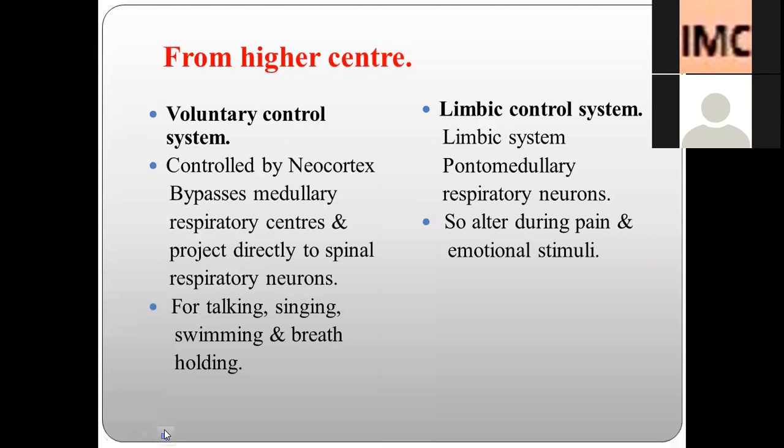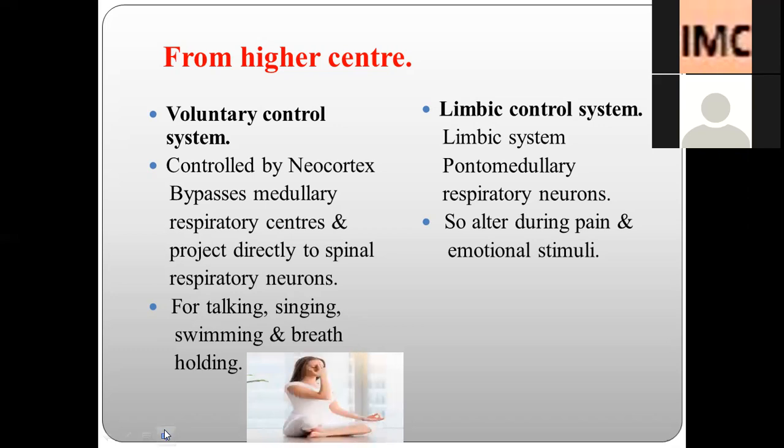As we have seen in the previous slide, the voluntary control of the system is done by the neocortex. So it bypasses the medullary respiratory centers and directly projects to the spinal respiratory neurons. And they are important for talking, singing, screaming, and breath holding. You also have control of respiration via the limbic control system, via the pontomedullary respiratory neurons, that alters respiration during pain and emotional stimuli. You must have observed it.